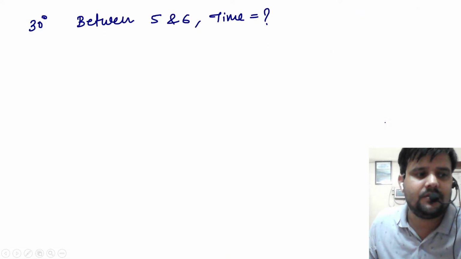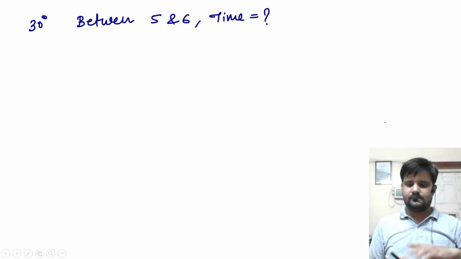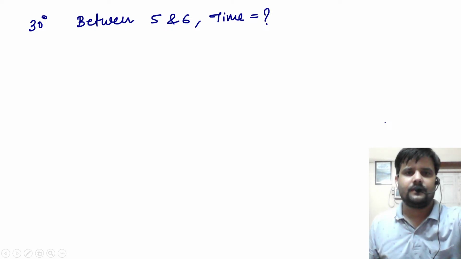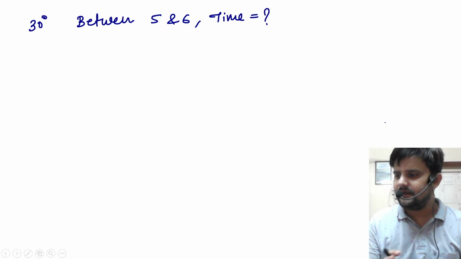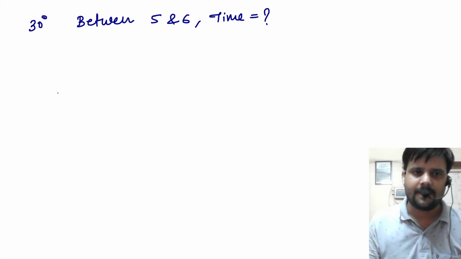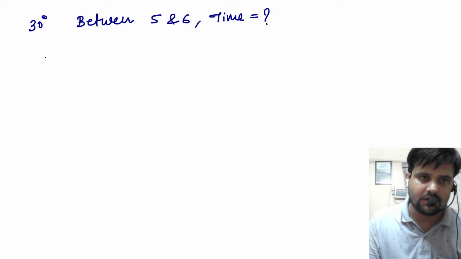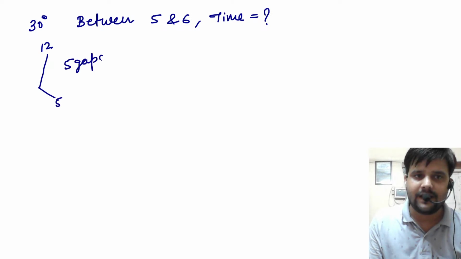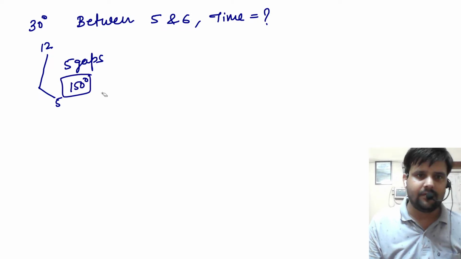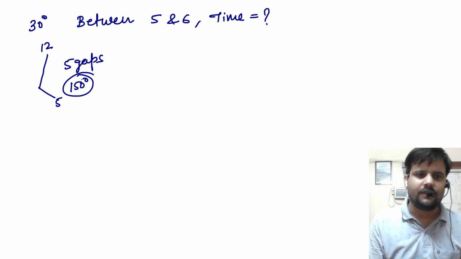Just answer it fast now. So first, see here. Let me solve this, you will understand it better. At 5, what will be the position of needles? At 5 means the minute hand is at 12 and the hour hand is at 5. How many gaps? 5 gaps. 5 gaps means 150 degree. Getting my point?